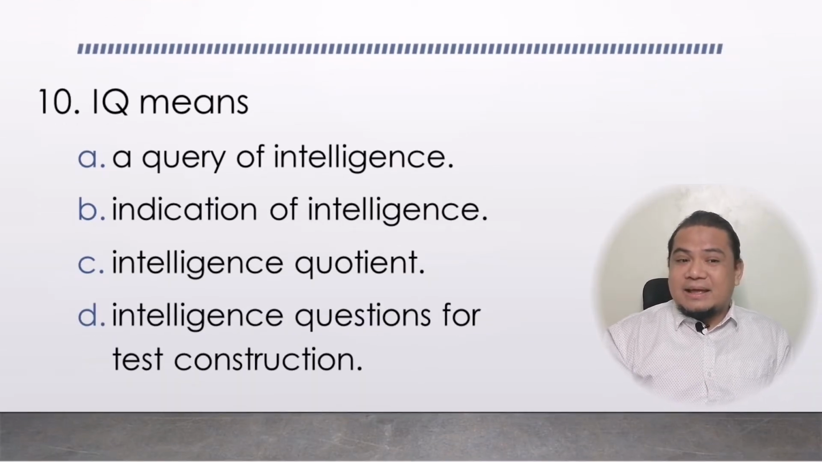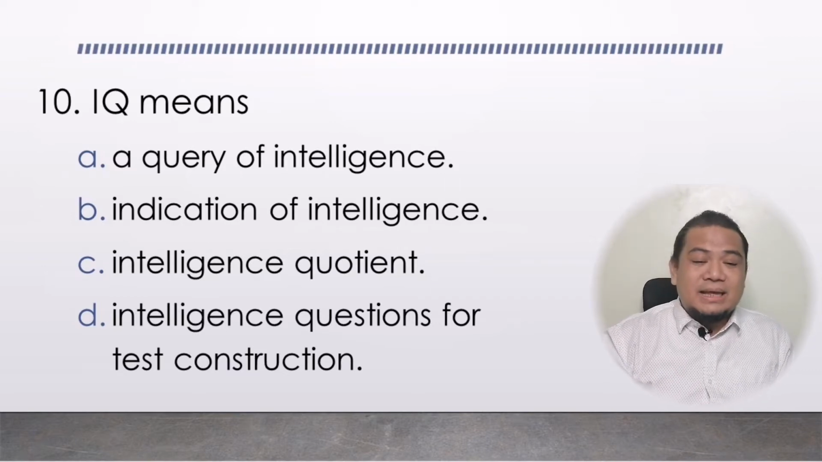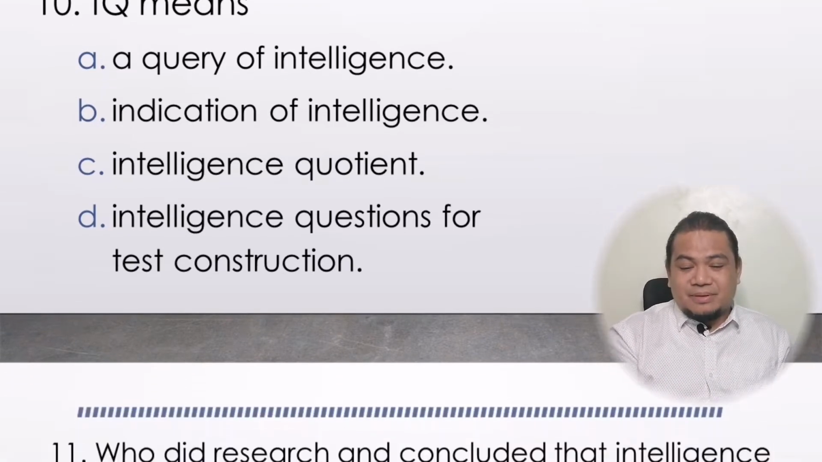Number 10. IQ means. Is it A. a query of intelligence, B. indication of intelligence, C. intelligence quotient, or D. intelligence questions for test construction?